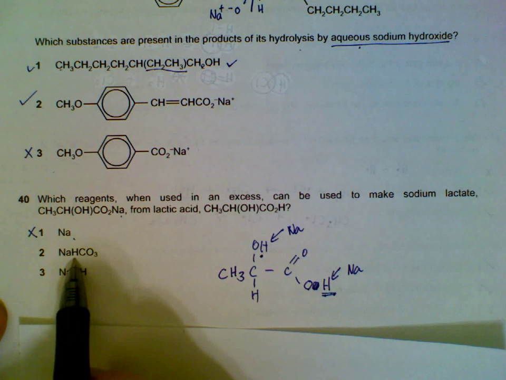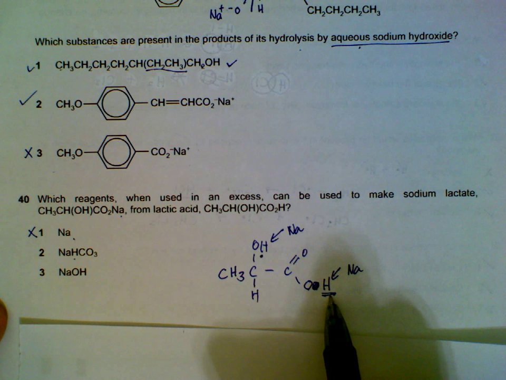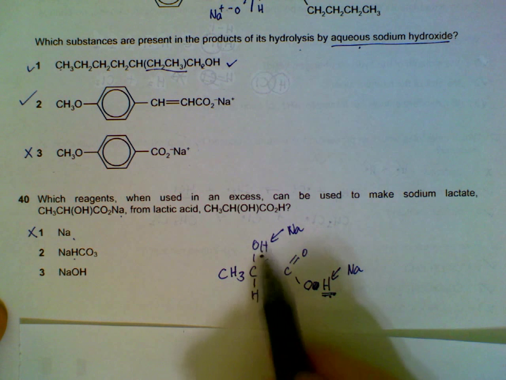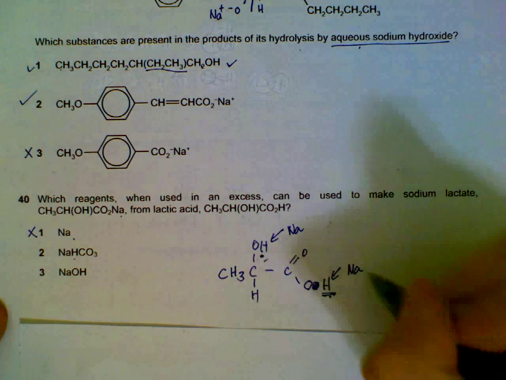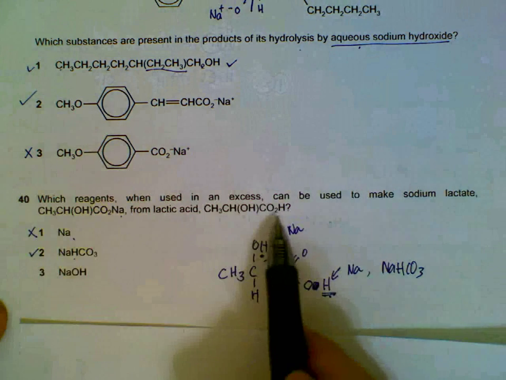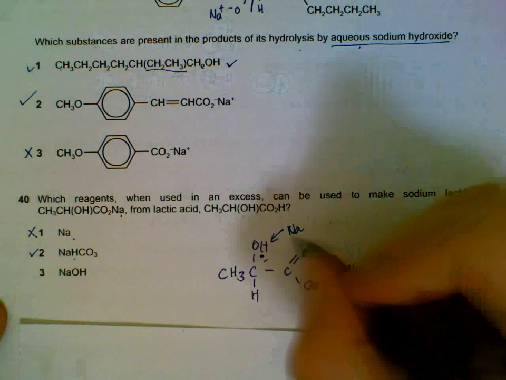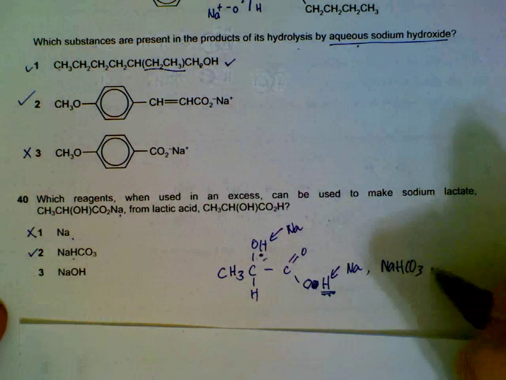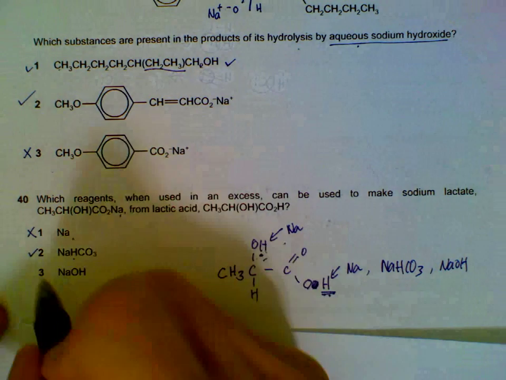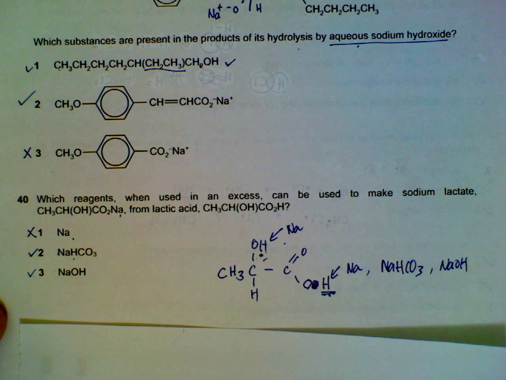Sodium hydrogen carbonate will react with the carboxylic acid here, but it is not able to react with the OH here. The OH is not acidic enough to react with sodium hydrogen carbonate. So that is possible because we only want sodium over here. Same thing, sodium hydroxide will react only with the acid, and not the hydroxyl here. So we can choose either two or three to react, but not one.